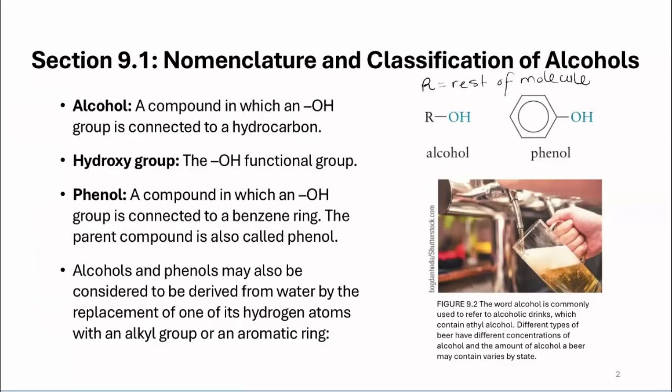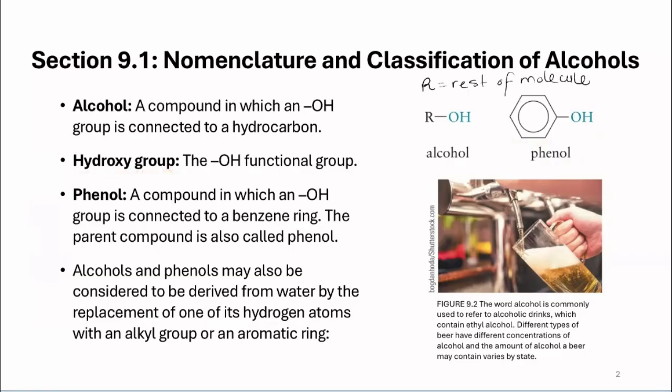Alcohols can be aromatic. So as you can see, if we have a benzene ring connected to OH, that is known as a phenol, and that's an example of an alcohol. In this case, since we have a covalent bond to OH, that is known as a hydroxy group.